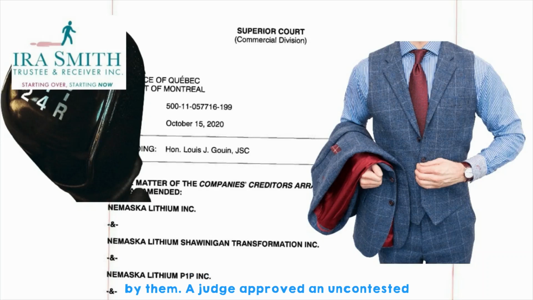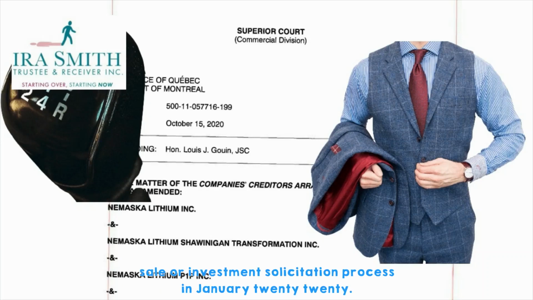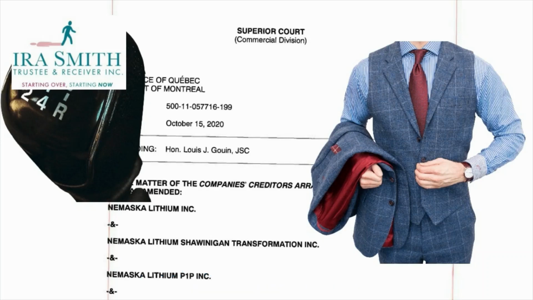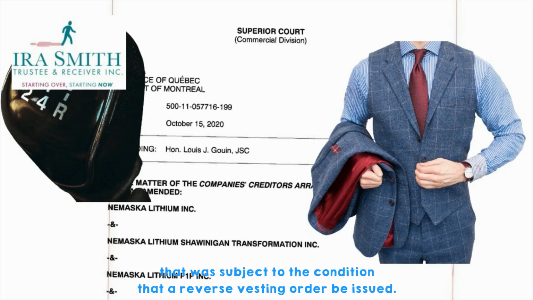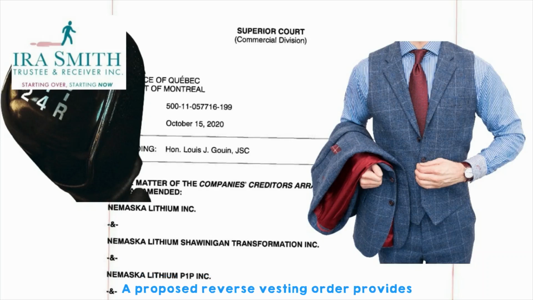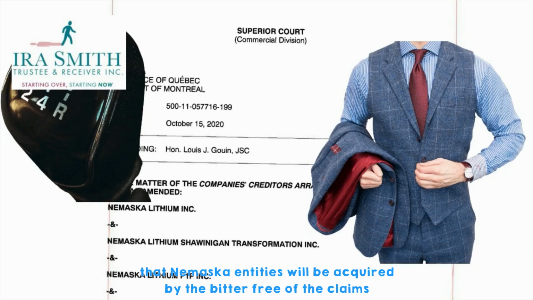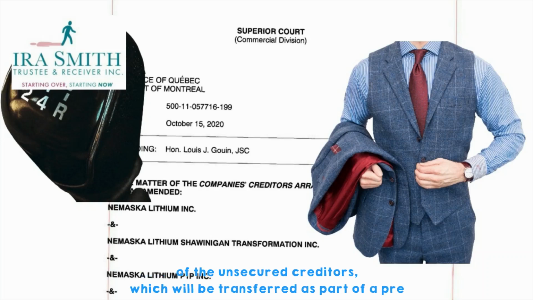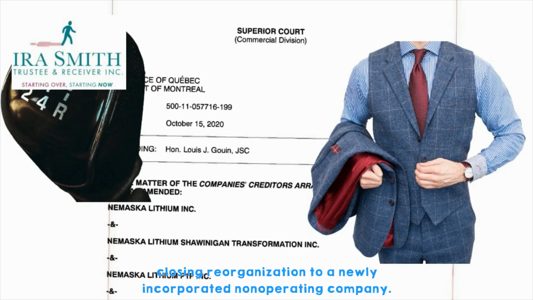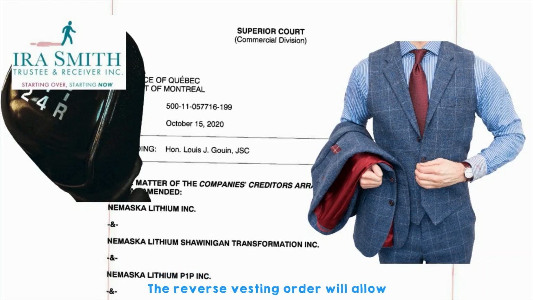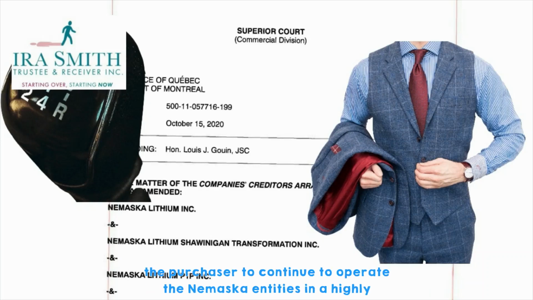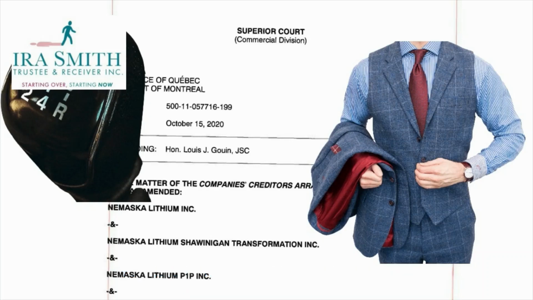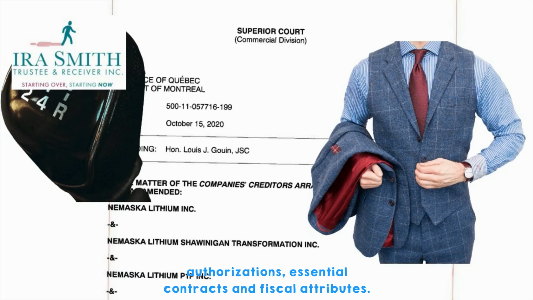A CCAA judge approved an uncontested sale or investment solicitation process (SISP) in January 2020 that led to the acceptance of a bid that was subject to the condition that a reverse vesting order be issued. A proposed reverse vesting order provides that Nemaska entities will be acquired by the bidder free of the claims of the unsecured creditors, which will be transferred as part of a pre-closing reorganization to a newly incorporated non-operating company. The reverse vesting order will allow the purchaser to continue to operate the Nemaska entities in a highly regulated environment by maintaining their existing permits, licenses, authorizations, essential contracts, and fiscal attributes.